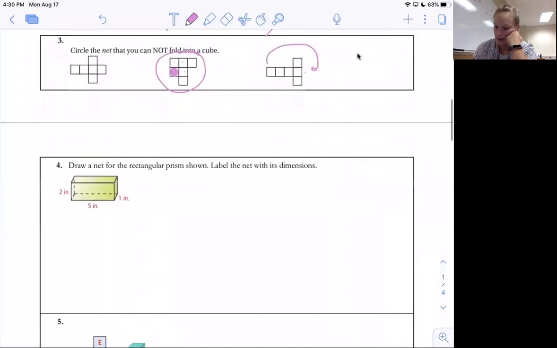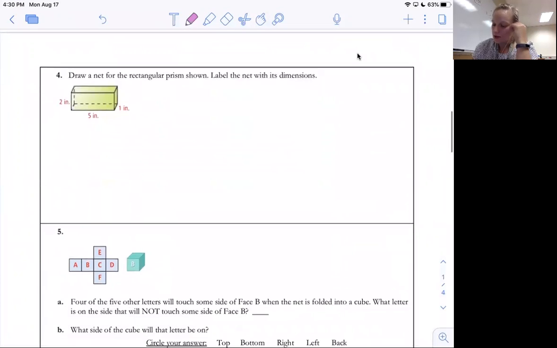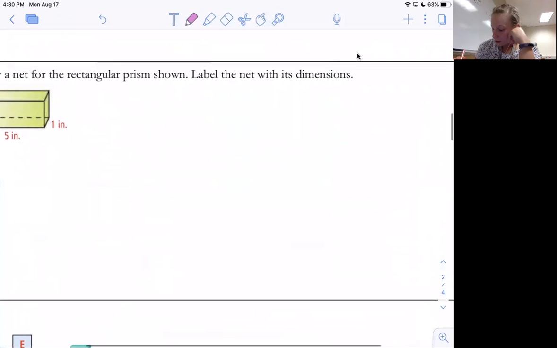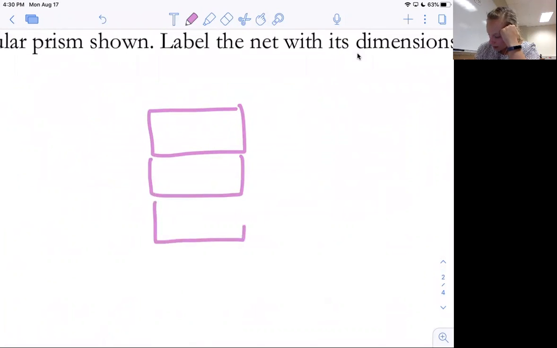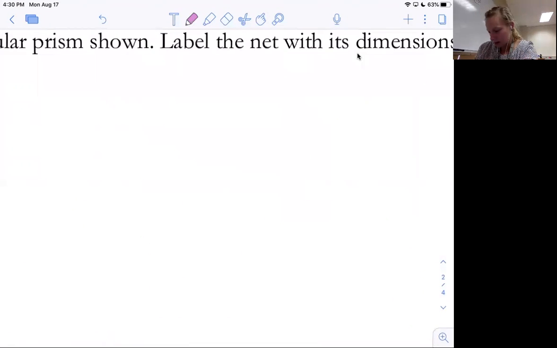All right, let's go to the back side. This one says, draw a net for the rectangular prism shown. Label the net with its dimensions. So we're gonna draw this out. There's no one right way to do it. There's a couple different ways to do it. Actually, let me make it a little bit more exact.